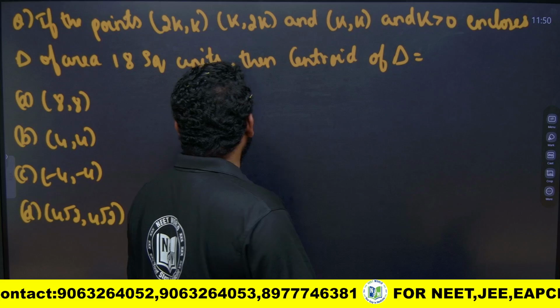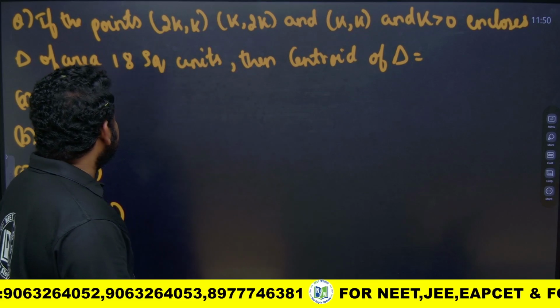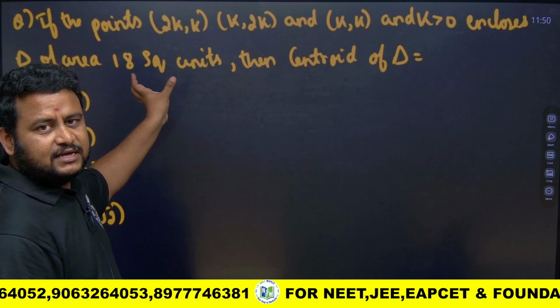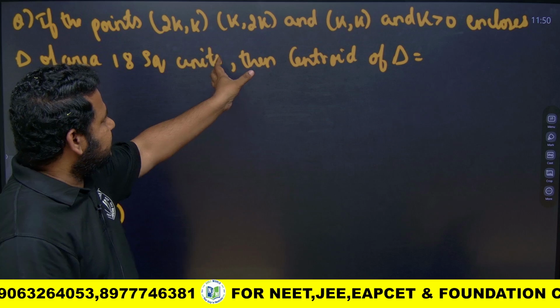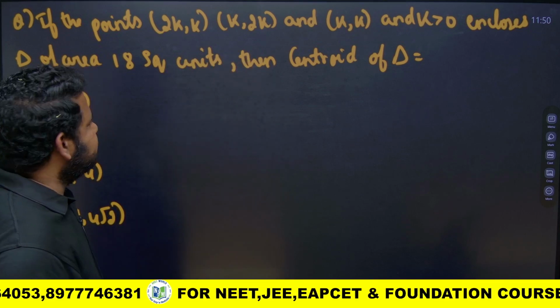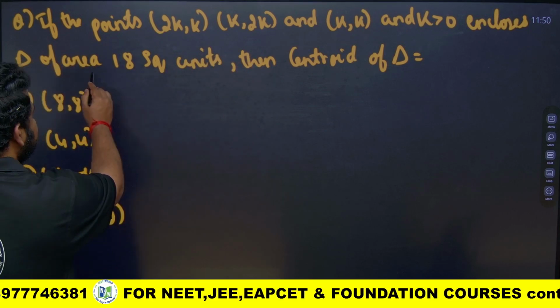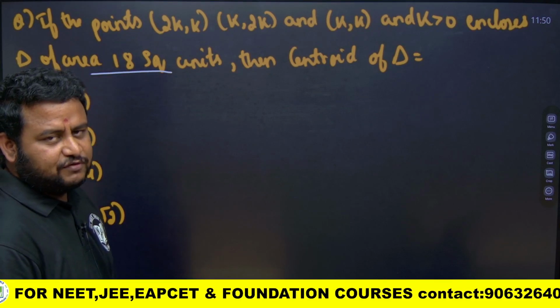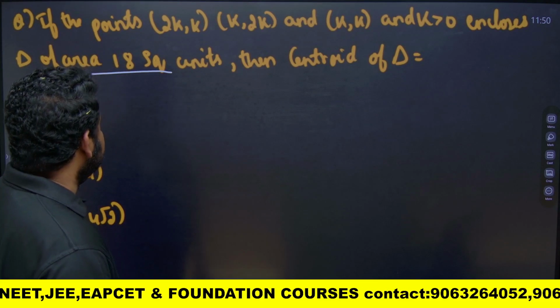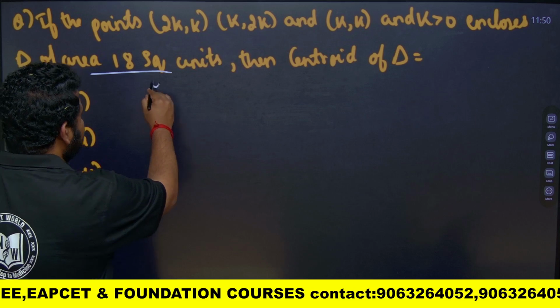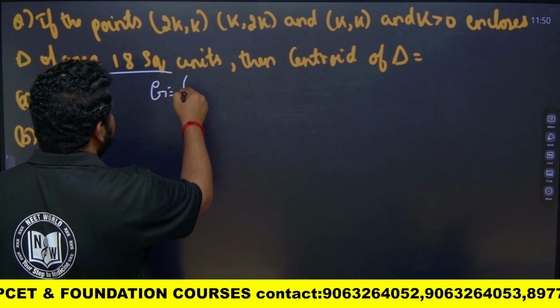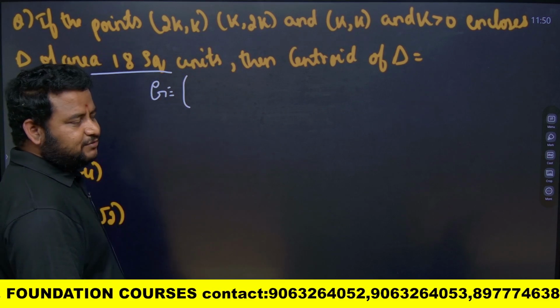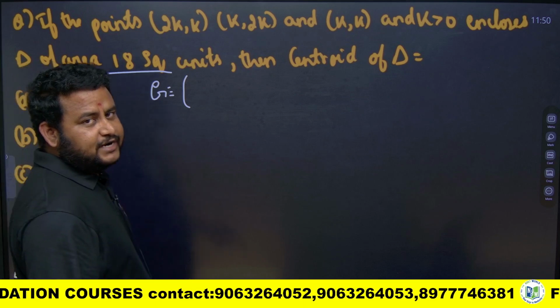Now let us solve some questions based on centroid. They are given: if the points (2k, k), (k, 2k) and (k, k), where k is greater than 0, enclose a triangle of area 18 square units, then they are asking the centroid of the triangle. They have given the area of the triangle also. First, centroid we have the formula: sum of the x coordinates divided by 3, comma, sum of the y coordinates divided by 3.